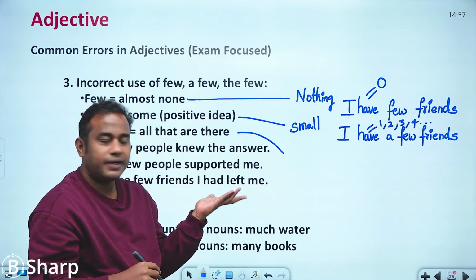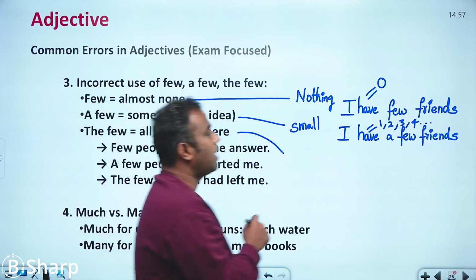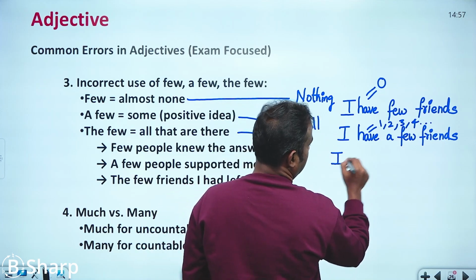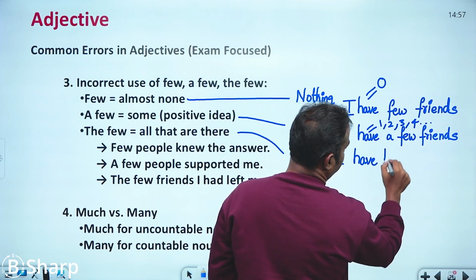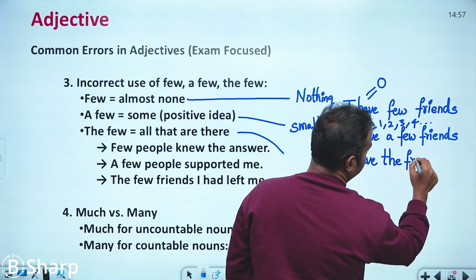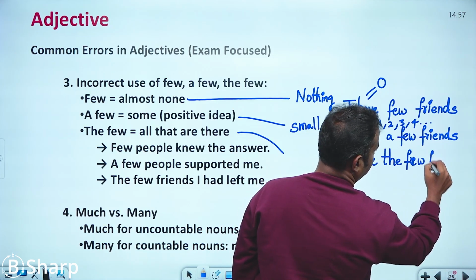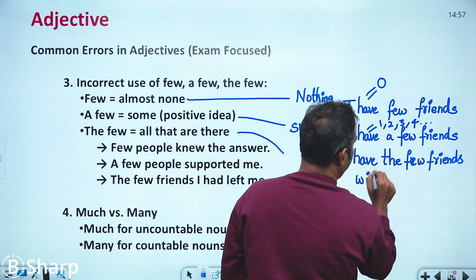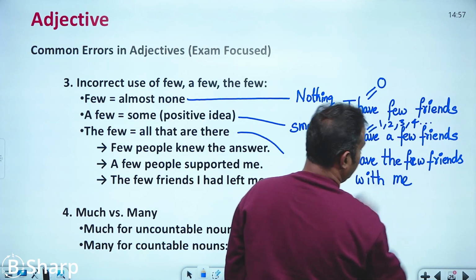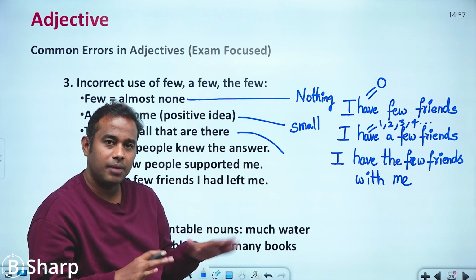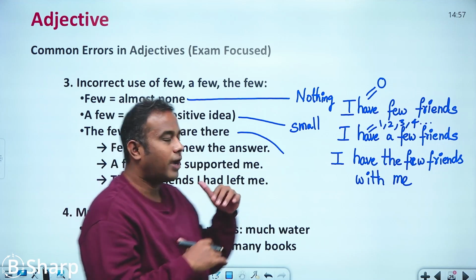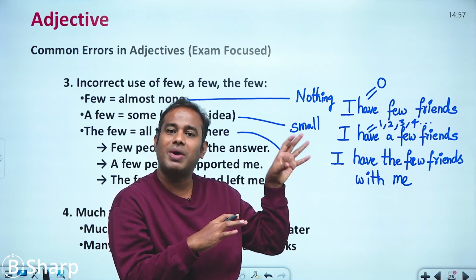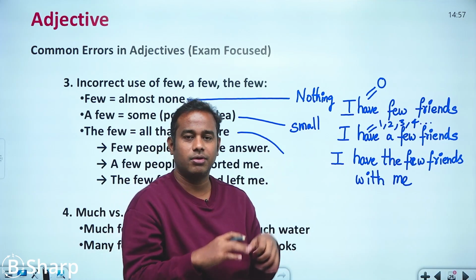I have the friends. Whatever friends we have, we can write, I have a few friends. The few friends I have with me now. Right now I have some friends. Previously I had so many, but right now I have only some people. Whatever is leftover, those people are already here. That's the meaning of this one.